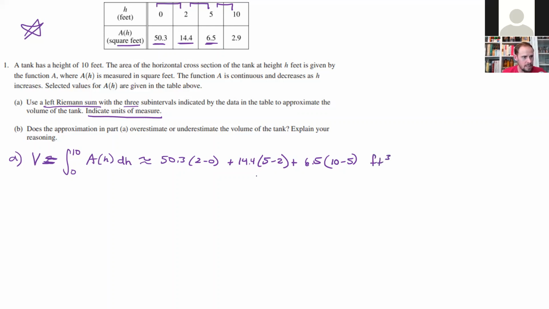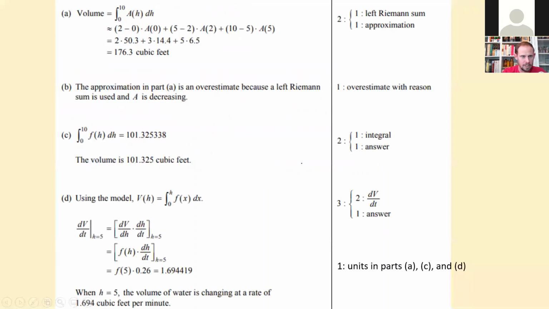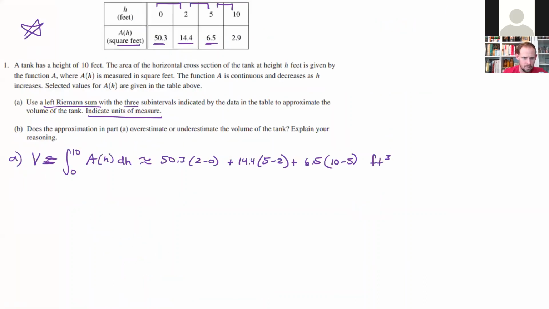Now you can leave it like this, or you can try and work it out. Either one's fine. Honestly, if you get it to the point where it's just something that you can type into a scientific calculator, that's a good enough answer on the AP exam. So we could leave it like this. That would be fine. If we want to actually work this out and get a number, I'm too lazy to get my calculator out. It looks like it is 176.3, right? Those are the values we had. Yep. So hopefully you got 176.3, and again, cubic feet.